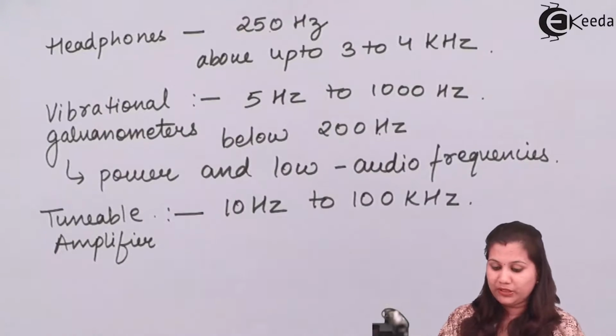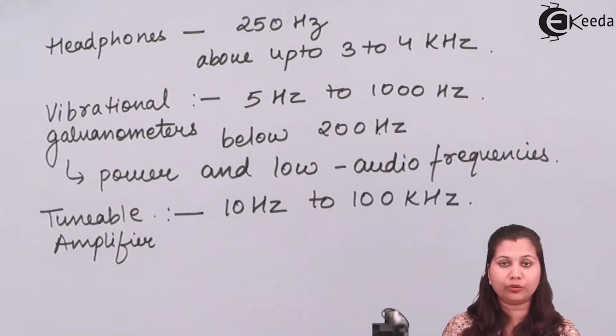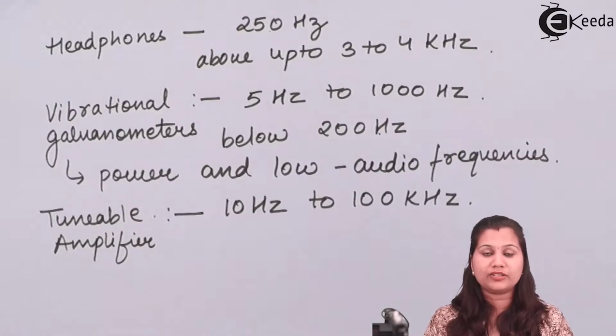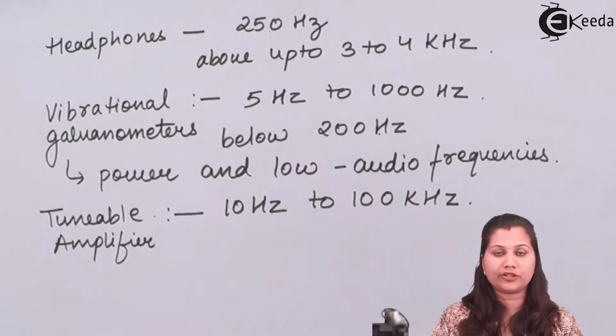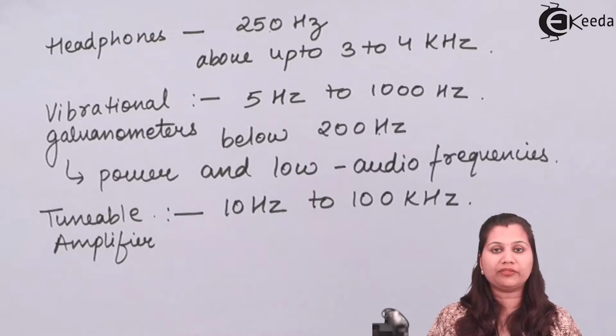So in this video, we studied what an alternating current bridge is and what the circuit of AC bridges consists of: four impedances Z1, Z2, Z3 and Z4, a detector which checks the null condition, and an AC voltage source. We also saw the various types of sources and detectors used in AC bridges.